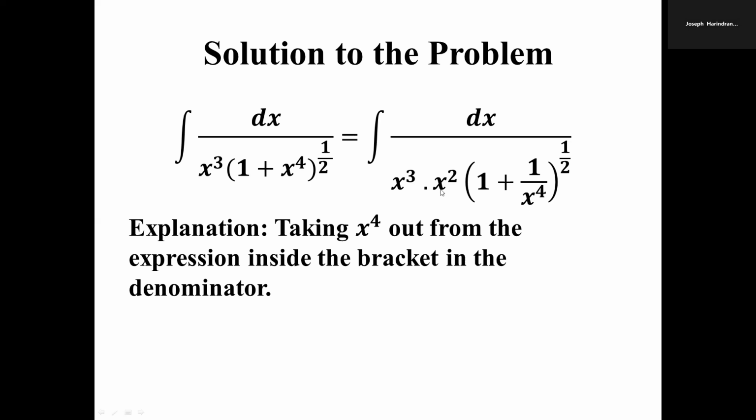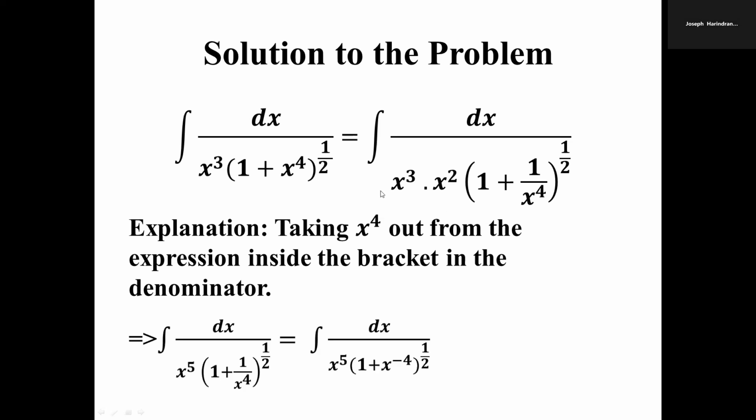So the denominator, we have taken x power 4 out, and that becomes x square when you take it outside the square root, outside the whole power half. So that is the very tricky one here. And after that, it becomes x cubed into x square into 1 plus 1 by x power 4 whole power half. After that, we combine these two. X cubed into x squared becomes x power 5. We are adding the powers here. 3 plus 2 is 5.